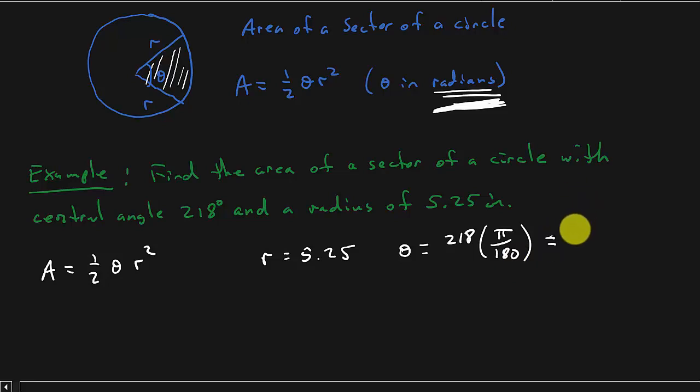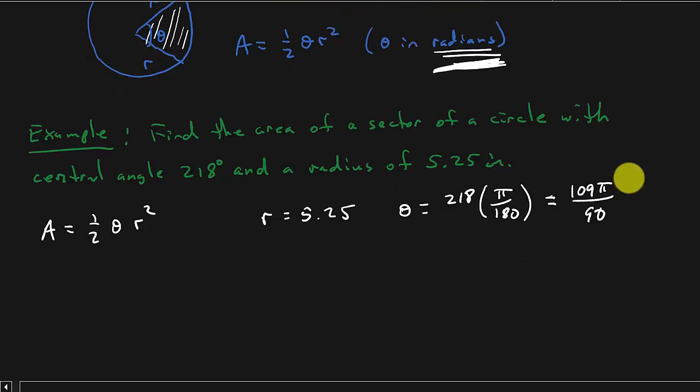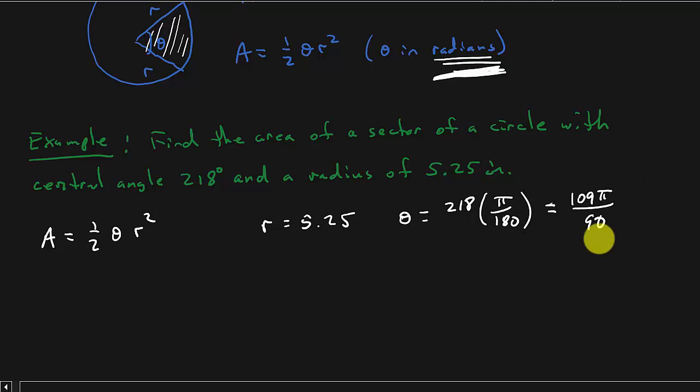Well, it'll simplify to 109 pi over 90. And so we plug everything in. And, you know, I guess if you wanted to, you could put that as a decimal, but I don't think I would. I think I would put this in and just type that into my calculator. So that means you're not rounding. You won't have an error there.